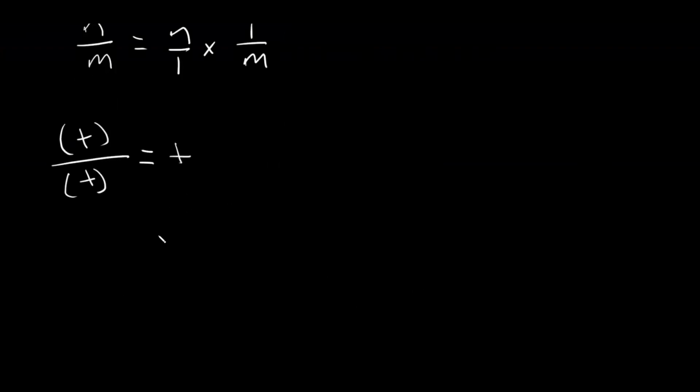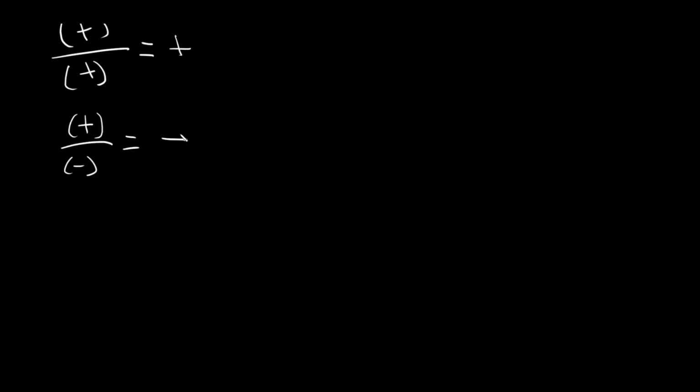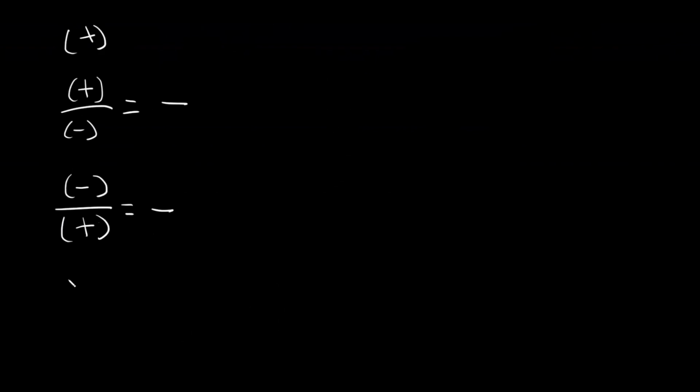And then the rules are basically the same as multiplication. We will have a positive number divided by a negative number. This will give us a negative result, or a negative quotient rather. And we will have a negative divided by a positive. This will give us a negative. And then we have a negative number being divided by a negative number. This will result in a positive number. And we can do some examples so that you can see this.